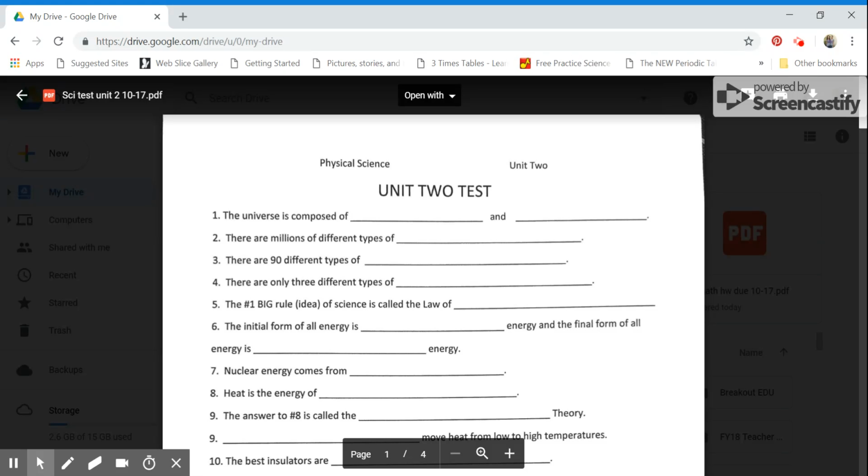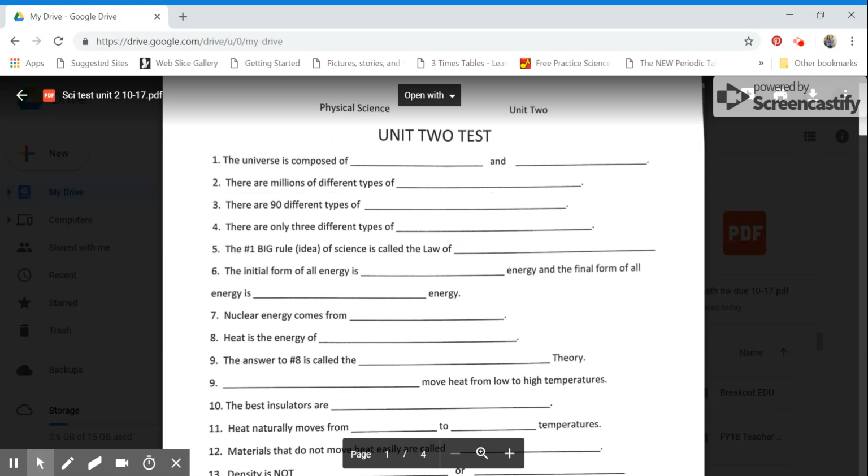Number 6, the initial form of all energy is blank energy, and the final form of all energy is blank energy. Number 7, nuclear energy comes from blank. Number 8, heat is the energy of blank. Number 9, the answer to number 8 is the blank theory. The second number 9, blank move heat from low to high temperatures.